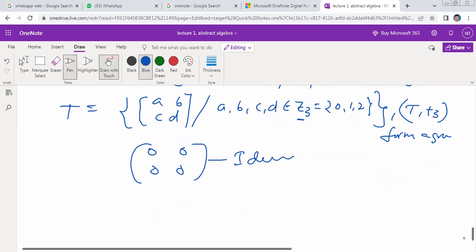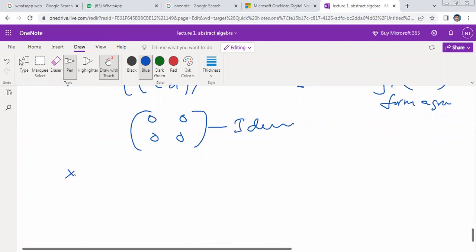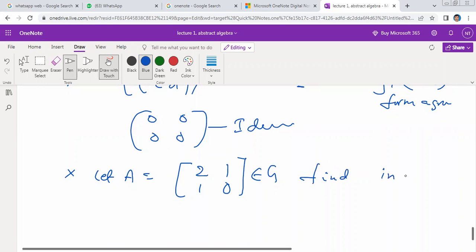Let's come to the inverse. Can you give a matrix from this set? Let A be the matrix 2 1 1 0. Does it belong to G? Yes sir, it belongs to G. What is the inverse of this A? Find the inverse of A.